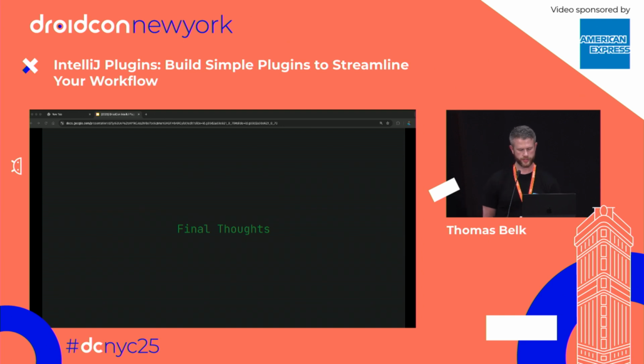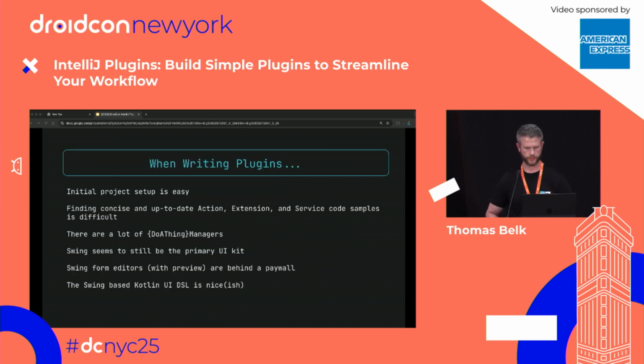So some final thoughts while putting together this presentation and IntelliJ as a project. In terms of writing the code, JetBrains has amassed an impressive amount of documentation, which is definitely helpful during initial project setup. Once creating actions, extensions, and services, it became difficult to find maintained code samples. There are a lot of do-a-thing managers, some with some moderate overlap. It's not clear which ones to use and when.